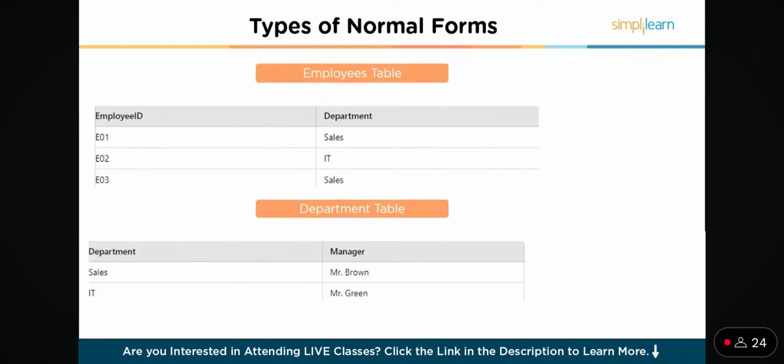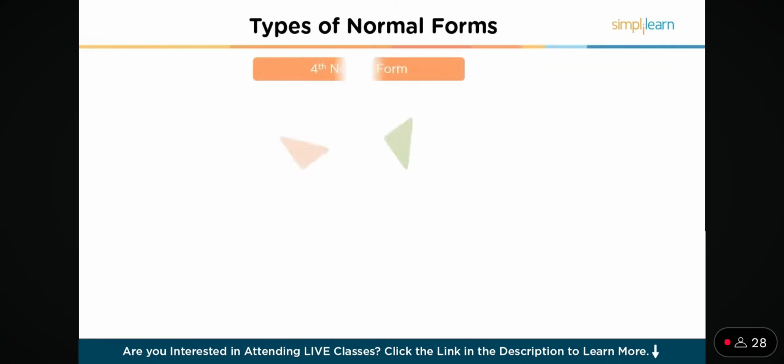To achieve BCNF, we split the table to ensure that every determinant is a superkey. As you can see, the employee table and the department table. For the superkey requirement, in the employee table, employee ID is the primary key, and in the department table, department is now the primary key. The decomposition ensures that every functional dependency is satisfied by a superkey, meeting the requirements of BCNF. Let's now talk about the fourth normal form, which is 4NF.